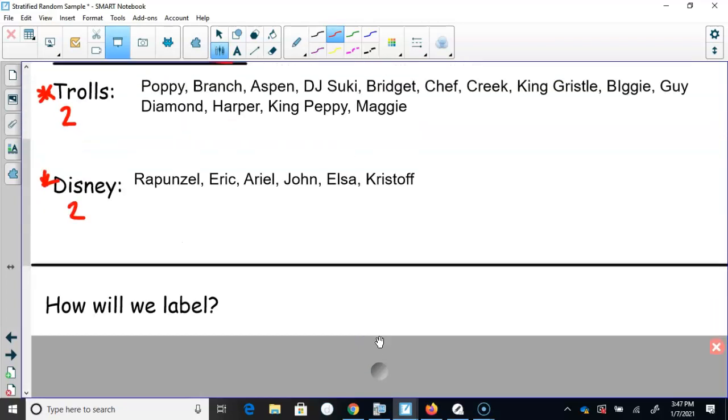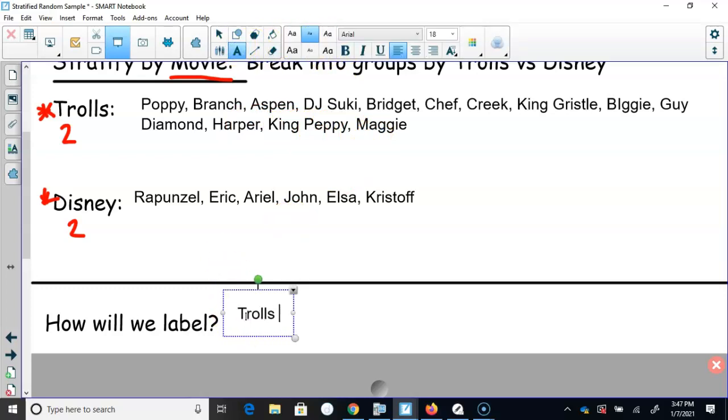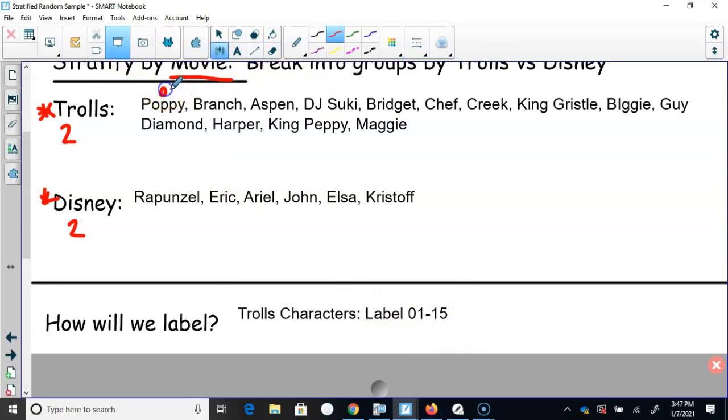So how am I going to label? Well, the Trolls characters, there's 1, 2, 3, 4, 5, 6, 7, 8, 9, 10, 11, 12, 13, 14, 15 total Trolls characters, okay? So I'm going to label the Trolls characters 0, 1 through 15, okay? So I could put them in alphabetical order or not. It doesn't really matter, but I could say Poppy would be 0, 1, right?